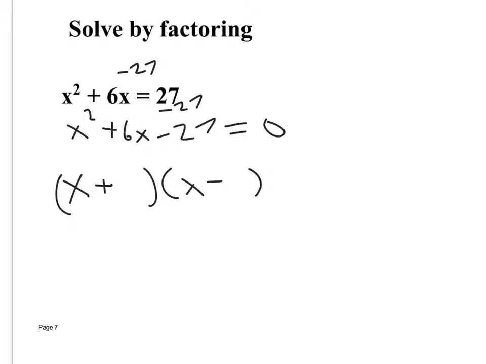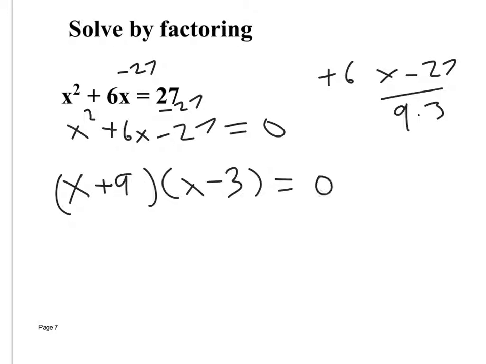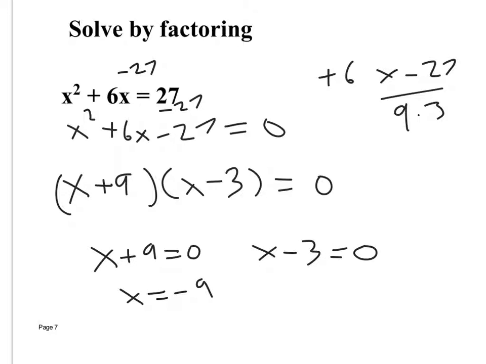So now I just go through my factors, so I'd see what would add to give me 6, multiply to give me negative 27. Easy, 3 and 9. 9 would have to be the bigger number. So you set it equal to 0. So then I do x plus 9 equal to 0. So x must be negative 9. And then you do x minus 3 equal to 0. So x must be 3.